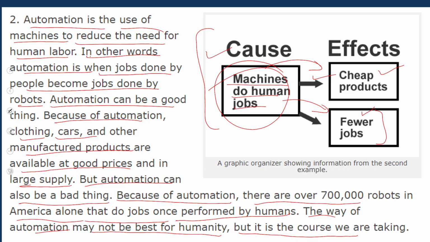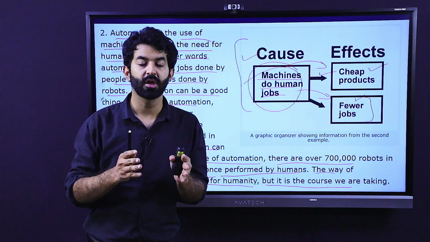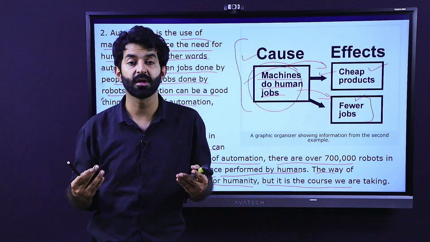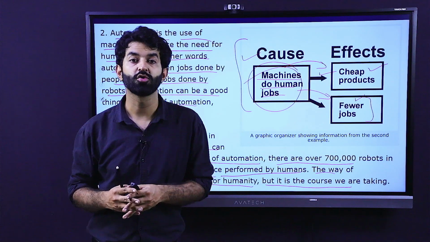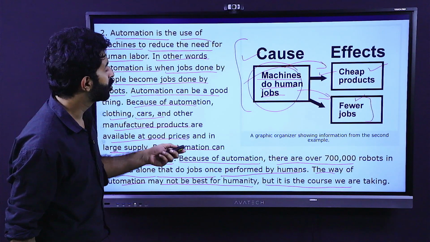Now students, you can see that we find a cause and two effects. One can be positive and the other can be considered negative according to the context. So this is how we explain cause and effect.